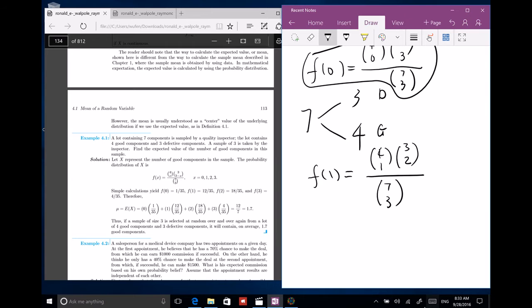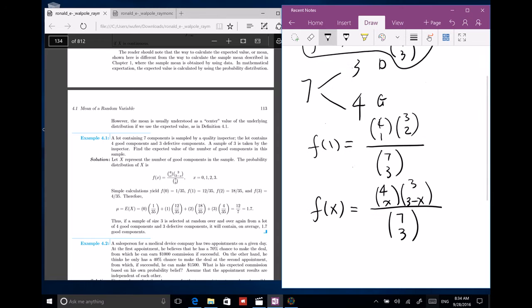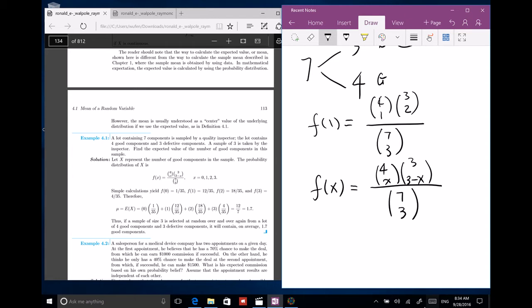So you have a function f(x), which is the probability function. We find f(0), f(1), f(2), and all of them. The f(x) is given here in the example, and you can do it by yourself. You choose x from 4, the number of good components, and the total sample is 3 components, so 3 minus x will be the bad ones, chosen from the 3 bad in total, over 7 choose 3, which is all the combinations. Then we find x equals 0, 1, 2, 3, and all the probabilities.